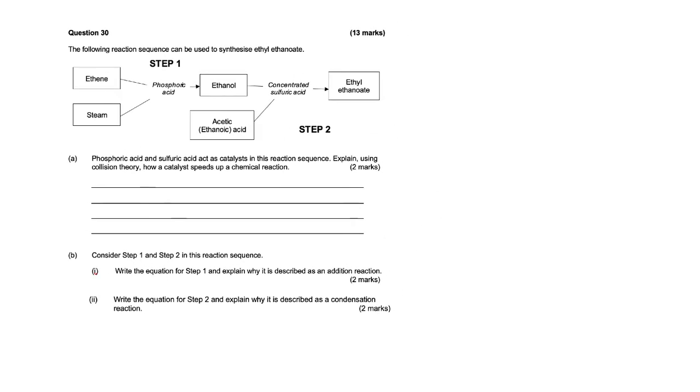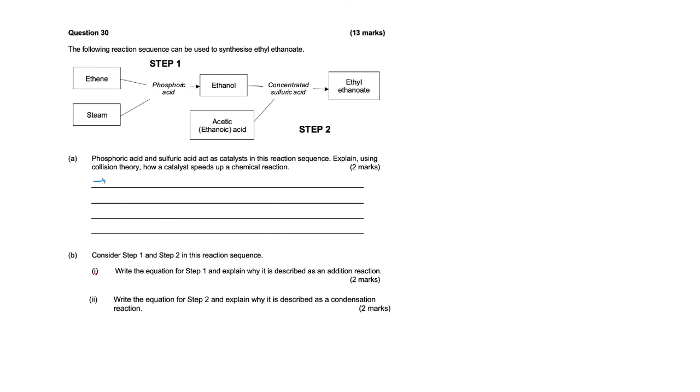See, so here is another one. So you do need an acid of some sort, so phosphoric acid can also be used there. All right. Following reaction sequence. Phosphoric acid and sulfuric acid can act as catalysts in the reaction sequence. Explain using collision theory how a catalyst speeds up a chemical reaction.